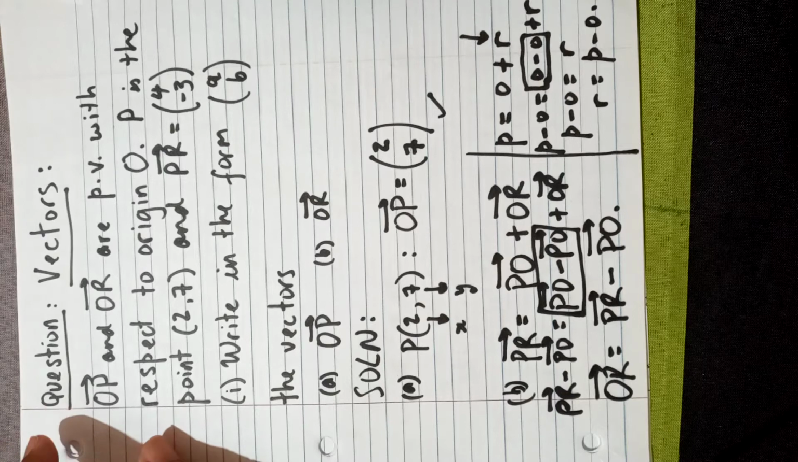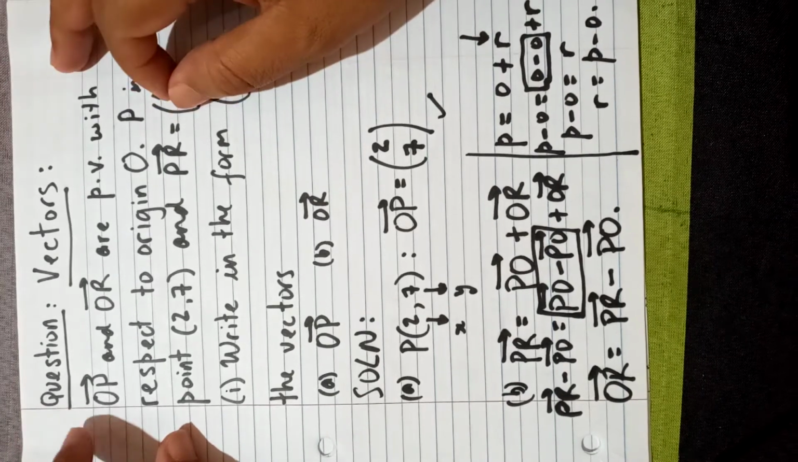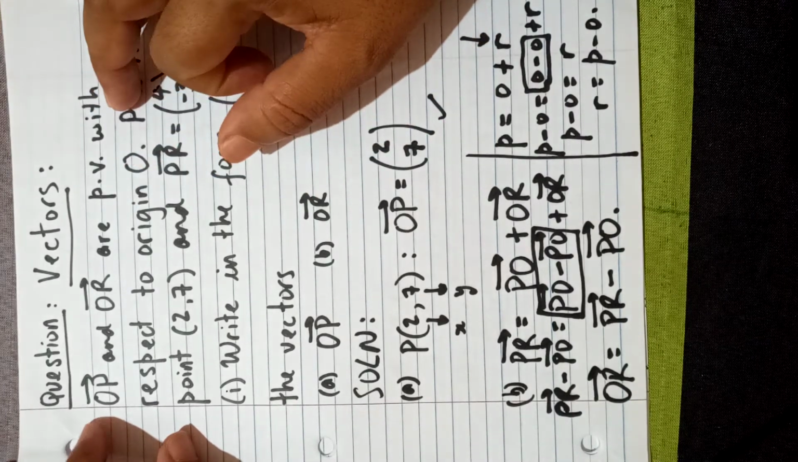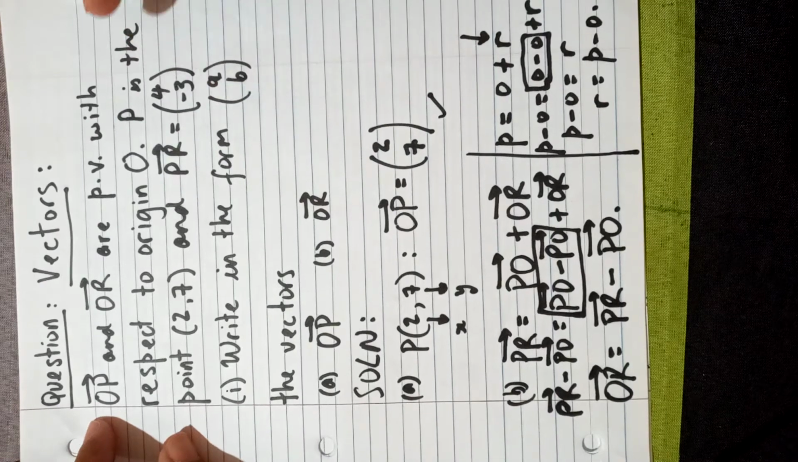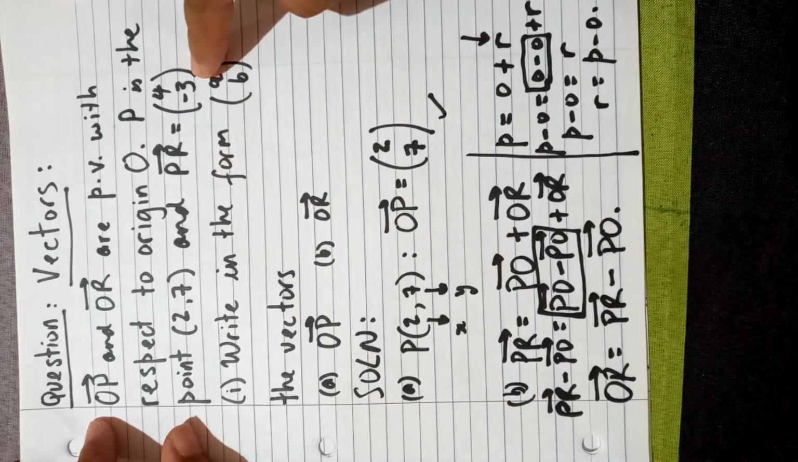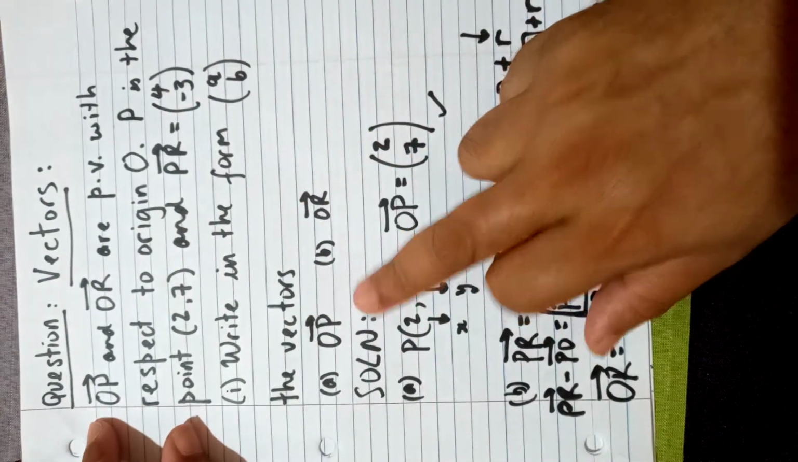Alright, so let's start. So here we have a question. It says OP and OR are position vectors with respect to the origin. P is the point (2, 7) and PR is (4, -3). Write in the form of a column vector OP and OR.